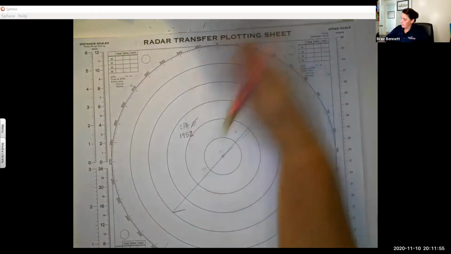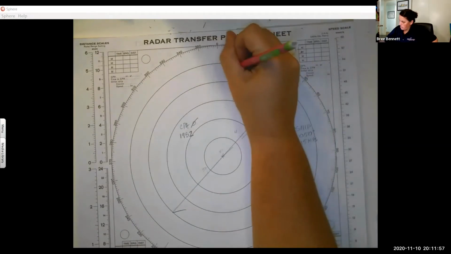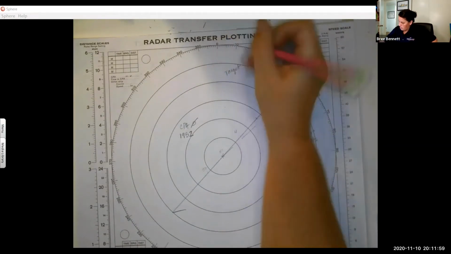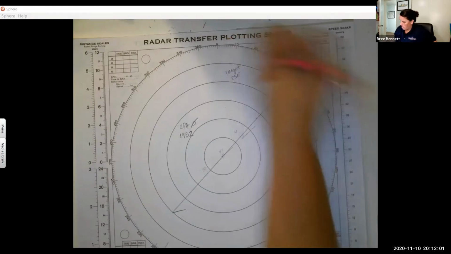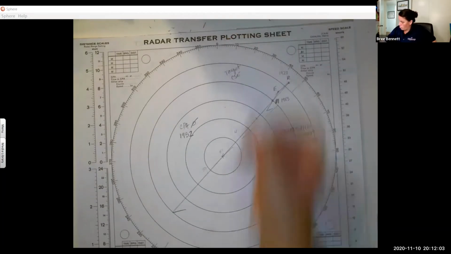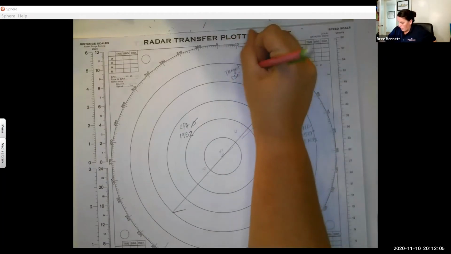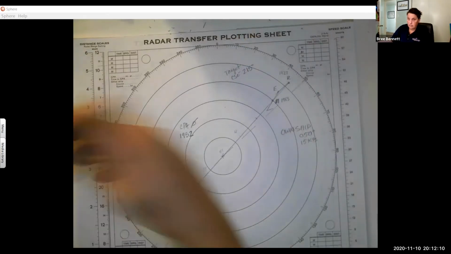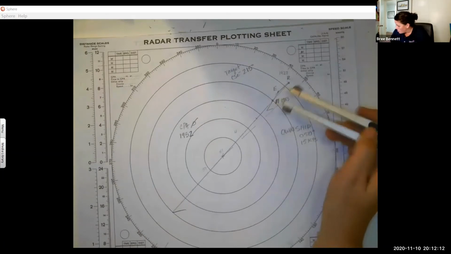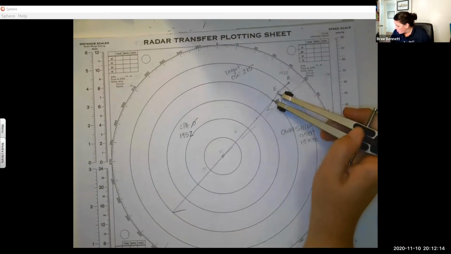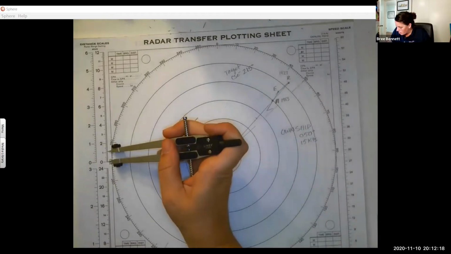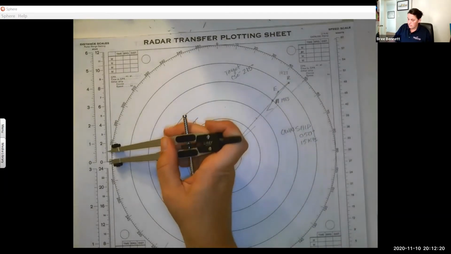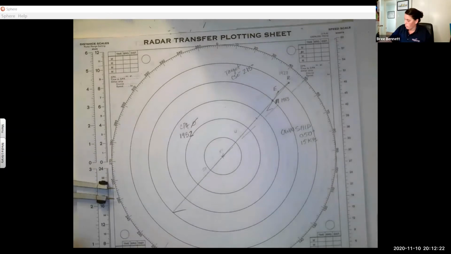And figure out what their true course is. So our target's course was 215 at a speed of 11 knots. That's 1.1.